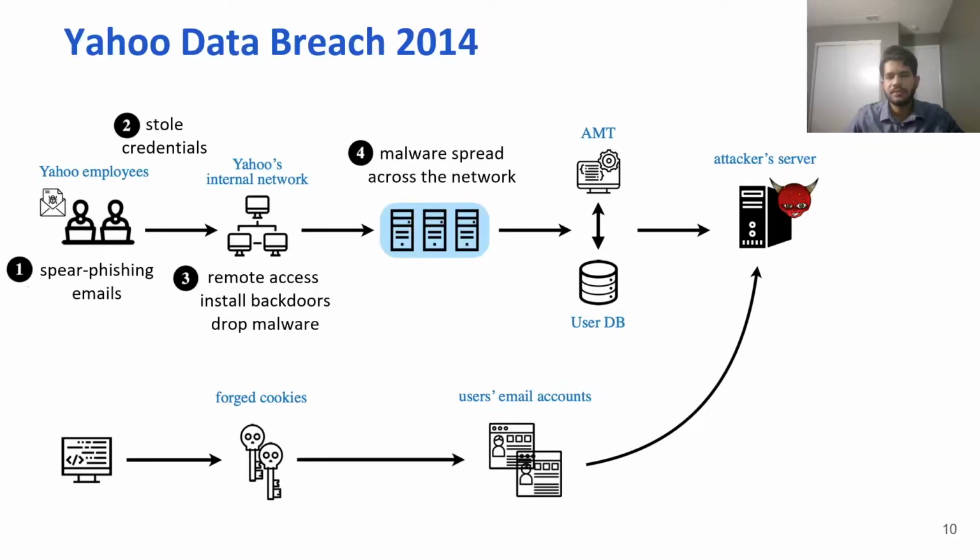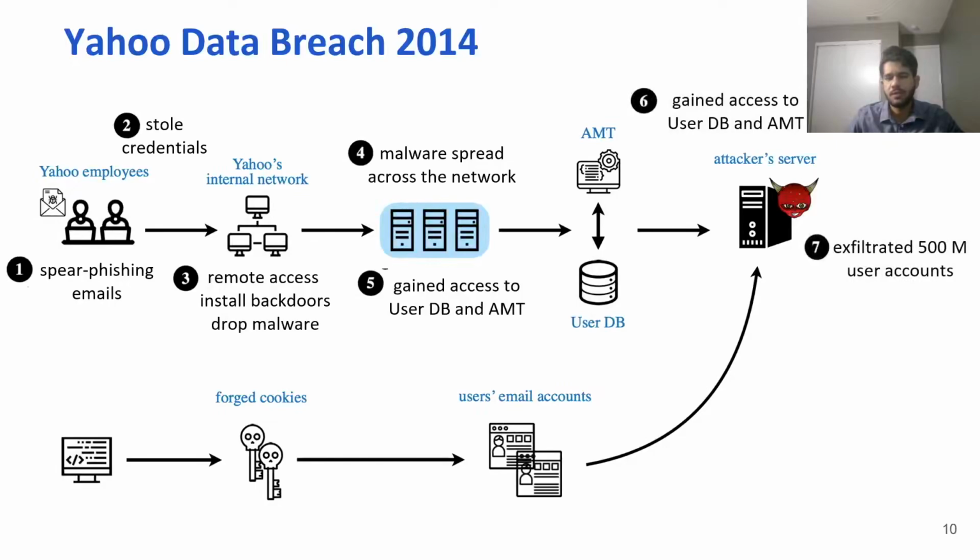Eventually, they gained access to the user database that stores the information about Yahoo's users, such as their usernames, their email addresses, their date of births, and other information. And they also gained access to the account management tool, which is used to query this database. So first of all, they exfiltrated a backup copy of this database, which had around 500 million user accounts.